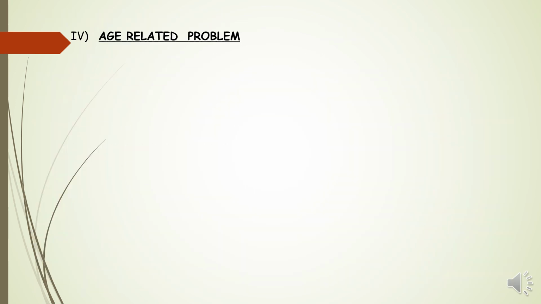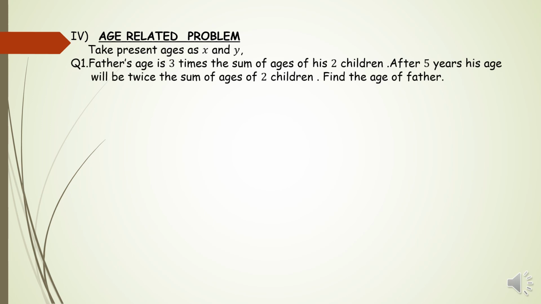Here is an important type of problem, that is the age related problem. Question. Father's age is 3 times the sum of ages of his 2 children. After 5 years, his age will be twice the sum of ages of 2 children. Find the age of father. Listen children, for this type of age-related questions, you need to take the present ages as X and Y.